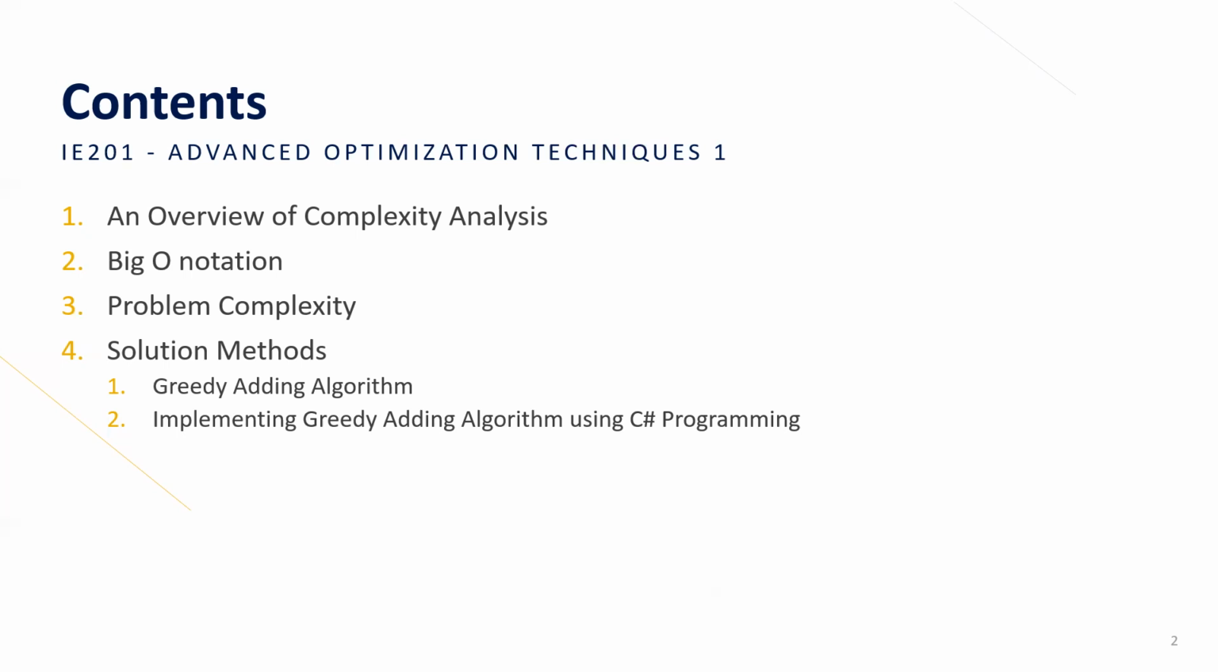So that's why I introduced the first one. The big O notation is to measure the algorithm complexity, and then based on this algorithm complexity, we can categorize whether this problem is complex or not. Okay, so that's the relationship.